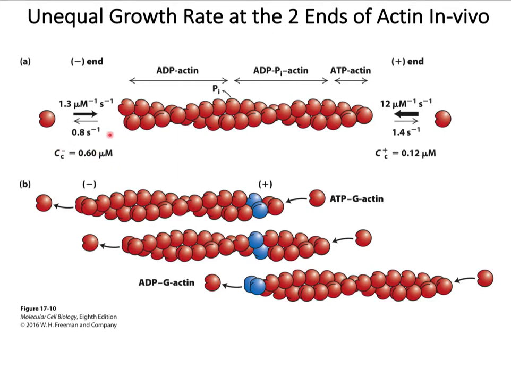At less than 0.6 micromolar, in a cellular condition like 0.3 micromolar, the minus end will lose actin subunits. But at the same time, 0.3 micromolar is higher than the critical concentration at the plus end, so subunits are going to be added and the chain will grow at the plus end. It will lose actin subunits from the minus end, and this treadmilling will continue. That means addition of new G-actin at the plus end, and these will move toward the minus end to get depolymerized.